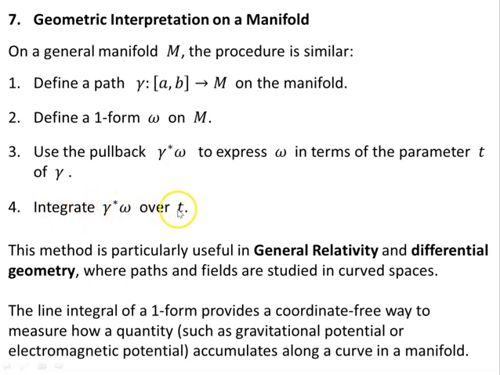Now this method is particularly useful in general relativity and differential geometry, where paths and fields are studied in curved spaces. The line integral of a one form provides a coordinate-free way to measure how a quantity such as gravitational potential or electromagnetic potential accumulates along a curve in a manifold. Because no matter what local coordinates you use, it's going to come back to that single variable you're going to integrate over.